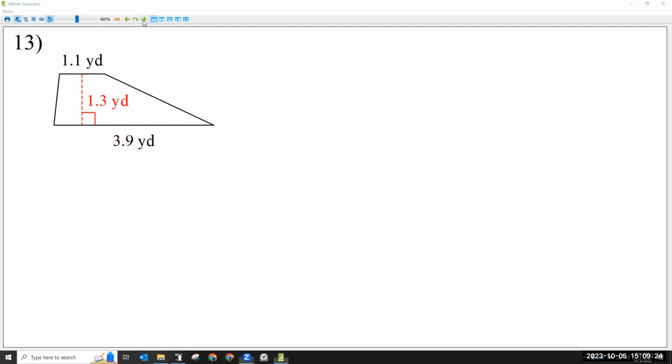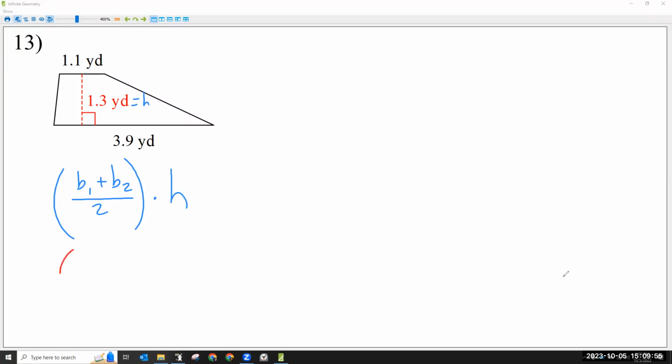Number 13, last type we're going to see. All right, so remember when we did this with rectangles and even with parallelograms, we just multiplied base times height. Well, the problem is my bases are different. So I'm going to say, okay, base 1 plus base 2 divided by 2, and that's going to be my average base times height. And there's my height.